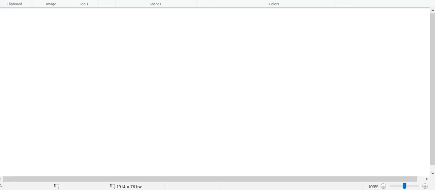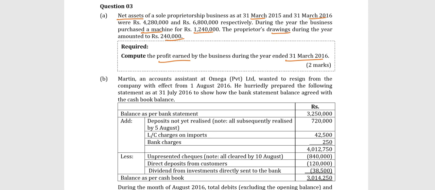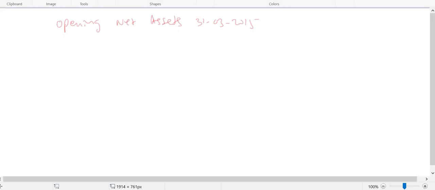So these are very simple questions. What you can do is take the opening net assets as at 31st March 2015. The amount was 4,280,000. So take that amount, 4,280,000.